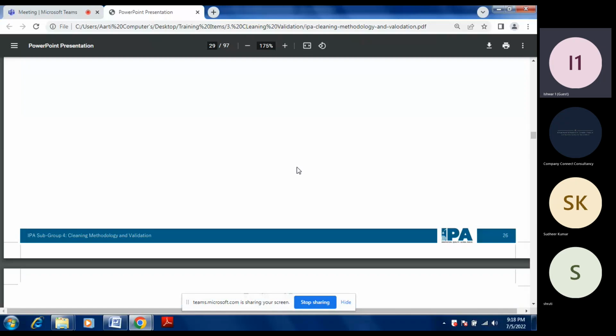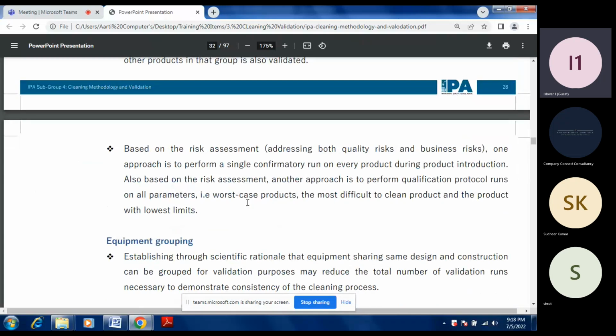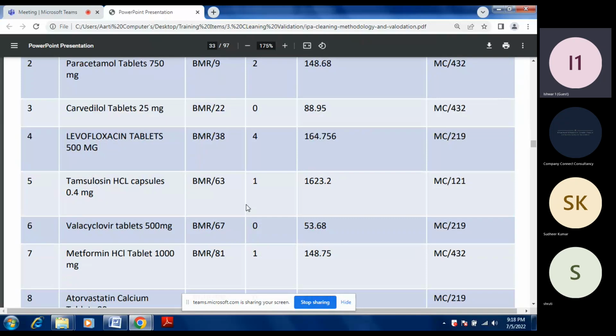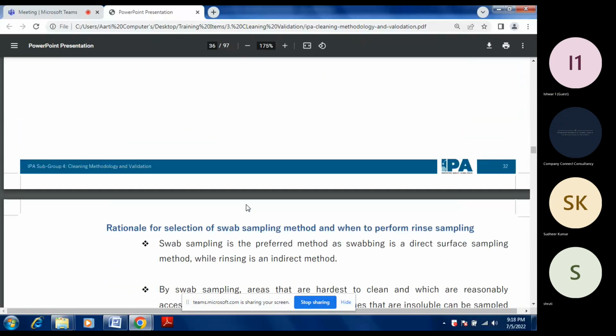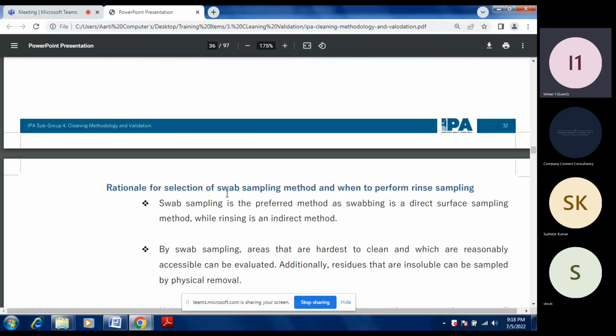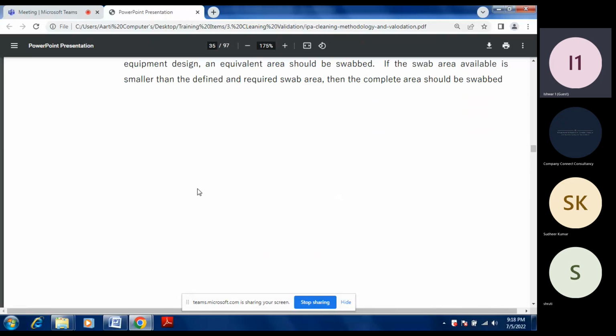Now we will discuss about the agents used for the cleaning. Okay. So now we'll discuss from where we have to collect the sample and what is the rationale behind that.